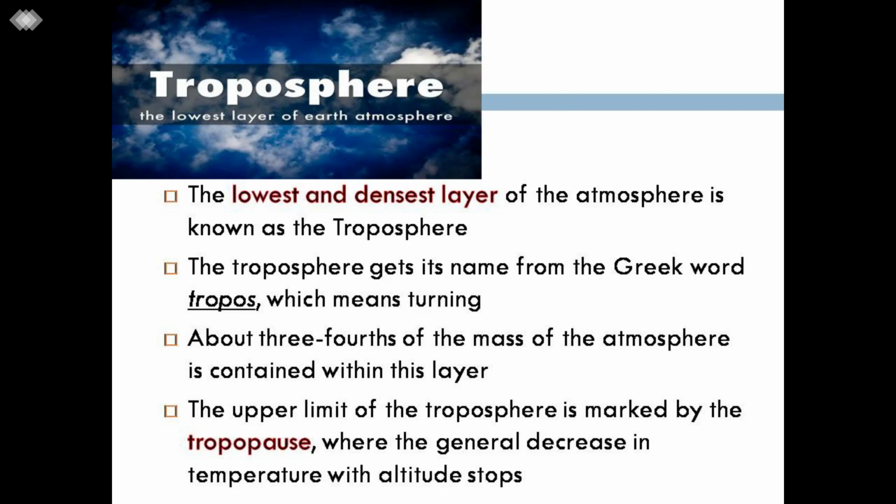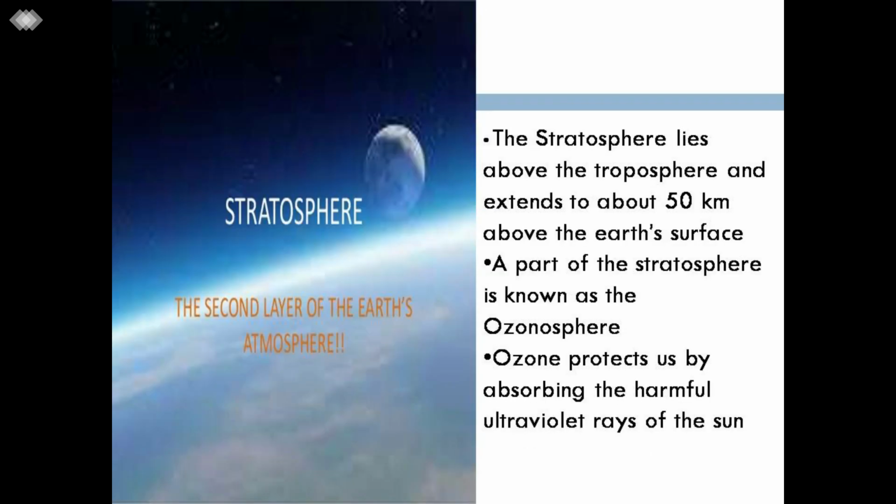So with that, let's move on to another layer of the atmosphere. Stratosphere. The stratosphere is the second layer of the Earth's atmosphere. The stratosphere lies above the troposphere and extends to about 50 kilometers above the Earth's surface. It lies above the troposphere and is separated from it by the tropopause.